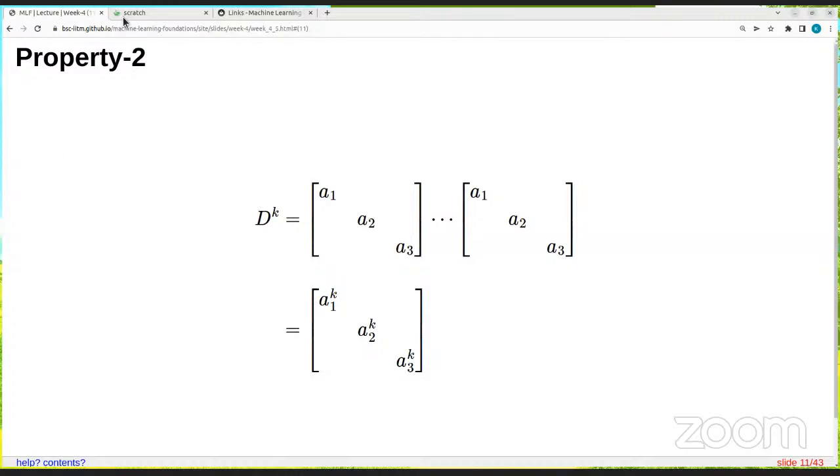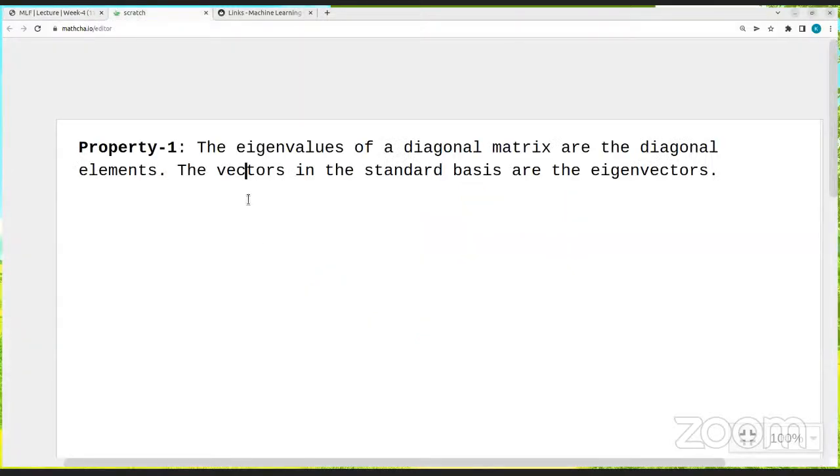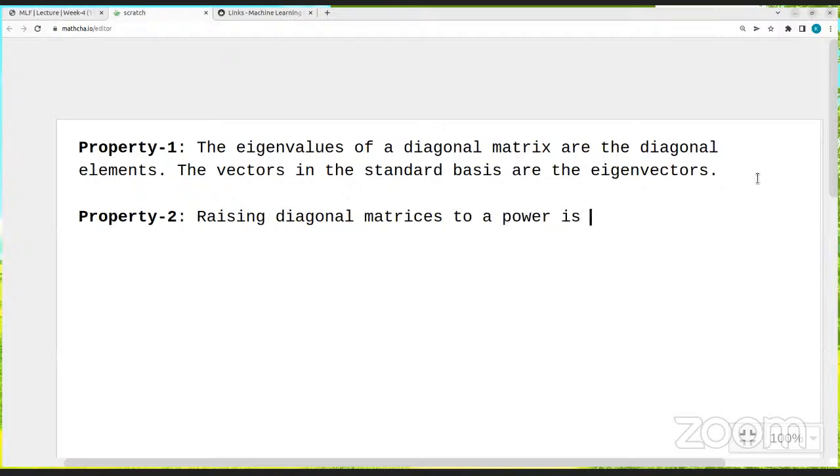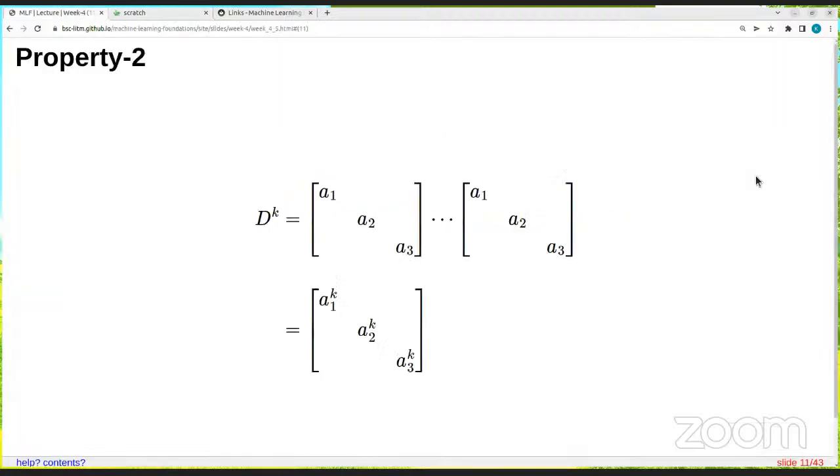So we'll just write that down. What does this say? So in English, we won't use notation. What we'll say is that raising to a power is easy. It's a very naive way of saying it, but that's what the property means. If you want to raise a diagonal matrix to some power, it is computationally very easy. You just need to raise n numbers to the kth power. So that is the second property.